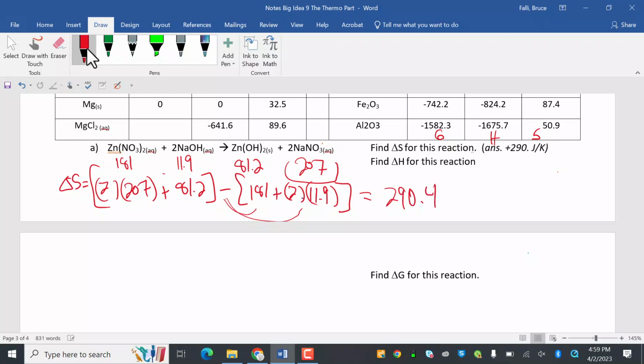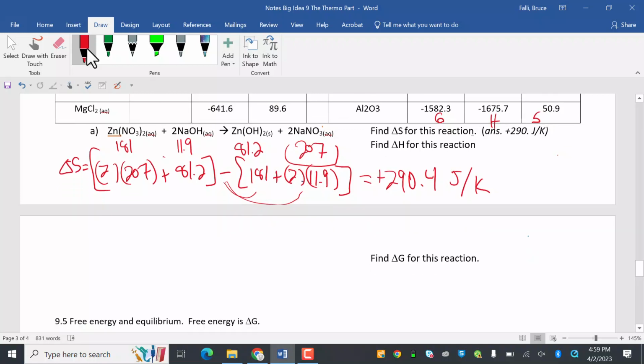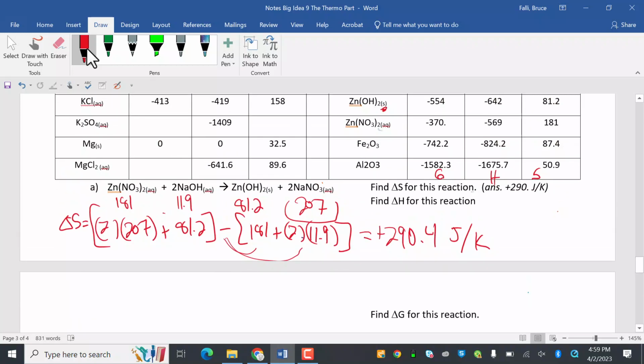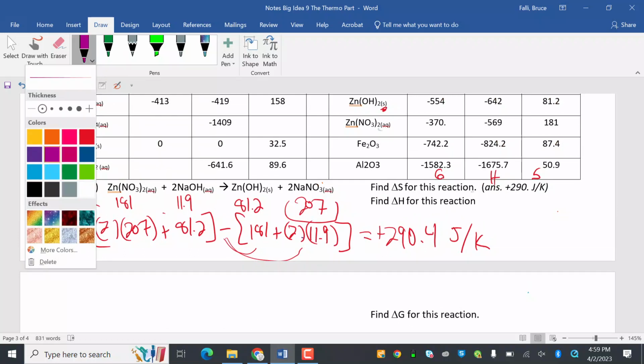This equals 290.4, a positive delta S. That seems strange to me, but let's see, I've got basically 200. Yep, positive 290.4, and that's joules per Kelvin. And then find delta H. Same idea, exact same idea. I'm going to change my color to something I can tell the difference with. I'll go gray.